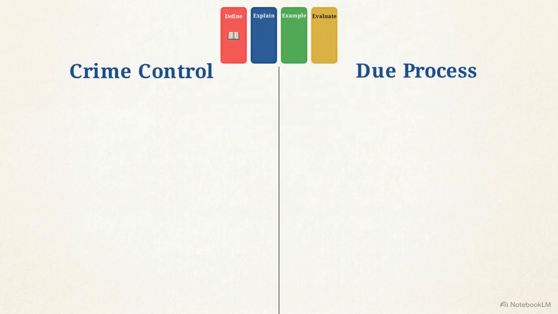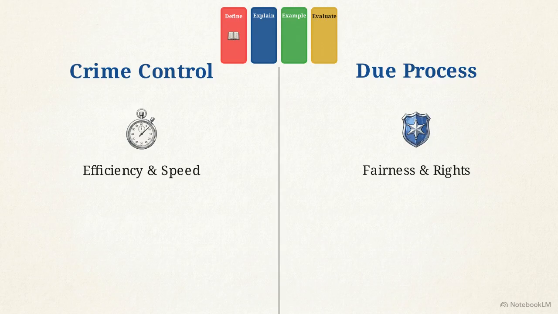Let's apply the first 2 steps, define and explain, to Chapter 1's competing models of justice. The crime control model aims to suppress crime efficiently, while the due process model protects individual rights fairly.